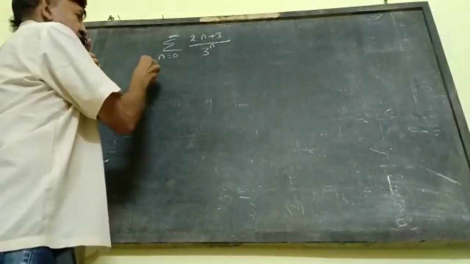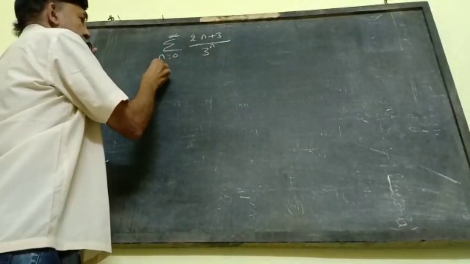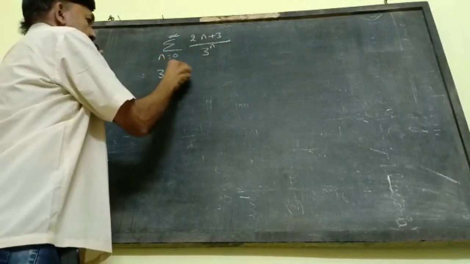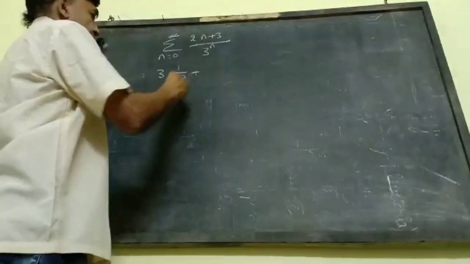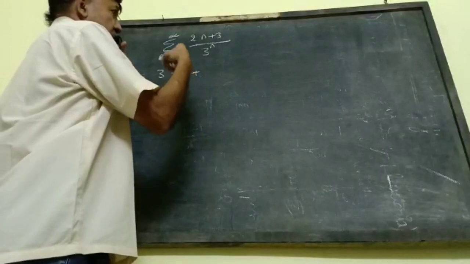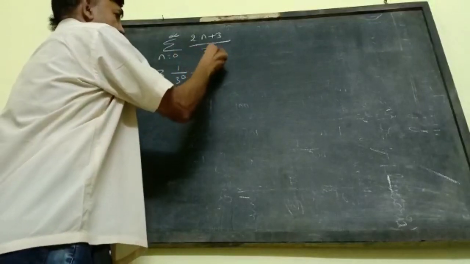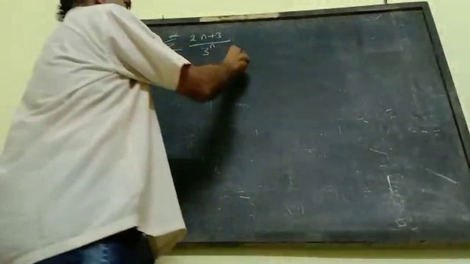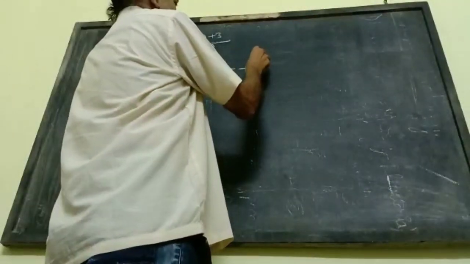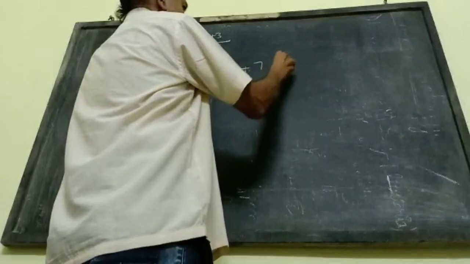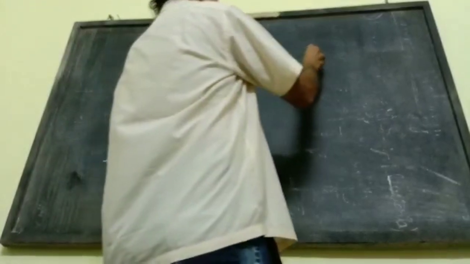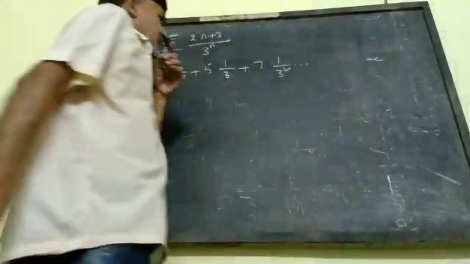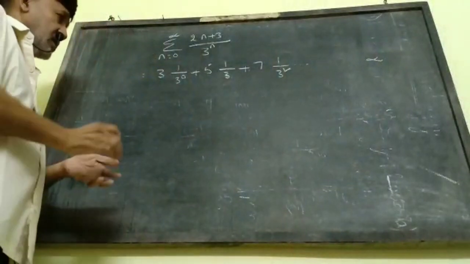You try to expand this. When you put n is equal to 0, 3 into 1 by 3 power 0. When you put n is equal to 1, 5 into 1 by 3. You put n is equal to 2, 7 into 1 by 3 square, up to infinity.